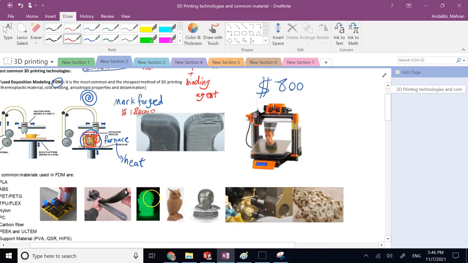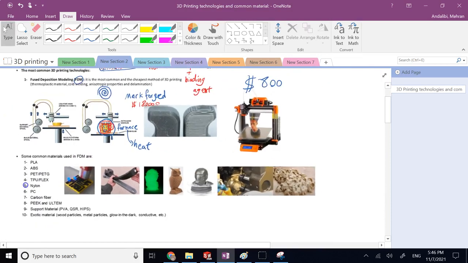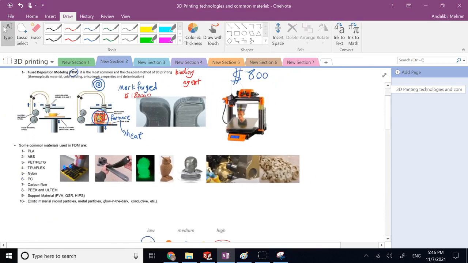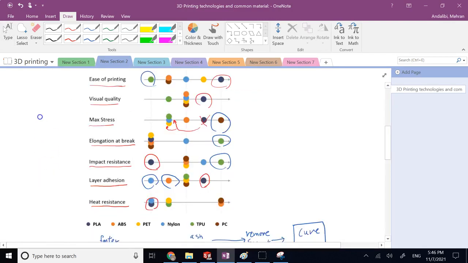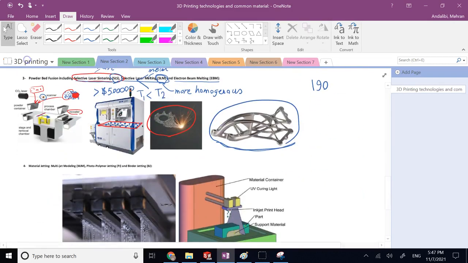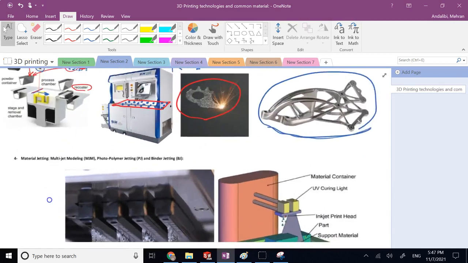So far, I'm not positive about it. And as long as I get more testing and more data from them, I will let you know. But this is another category that they try to bring FDM to the realm of metal printing. So hopefully these guys were useful to you.